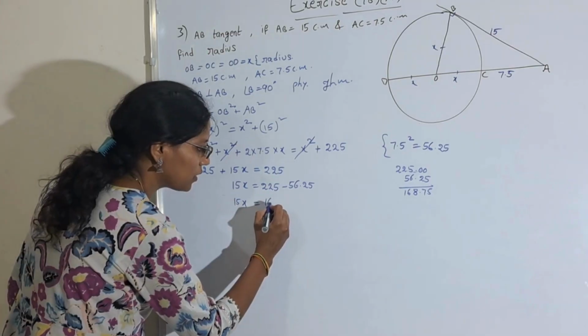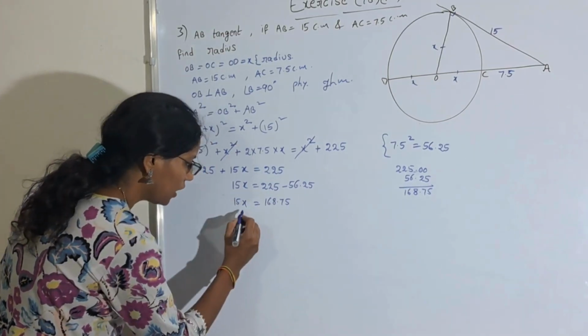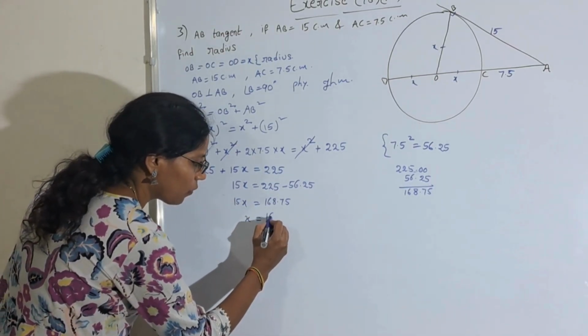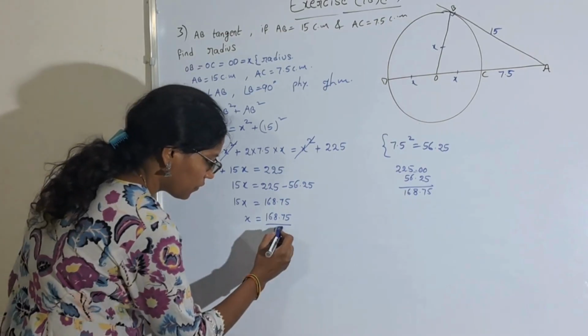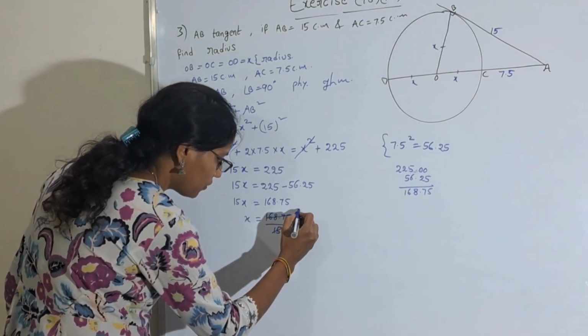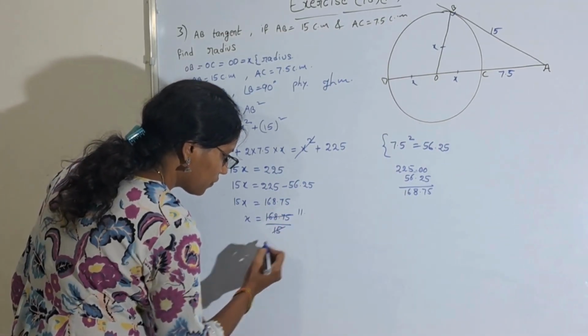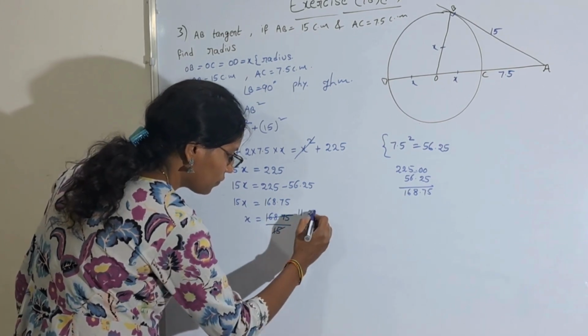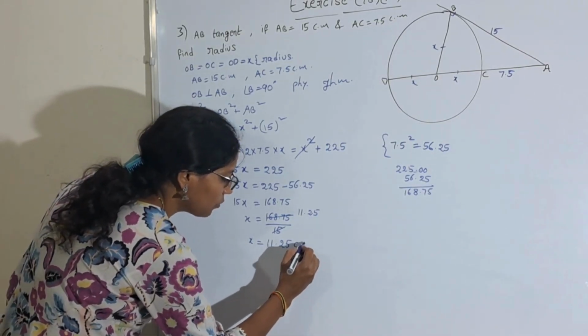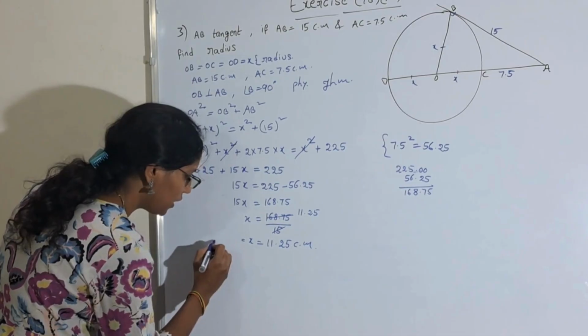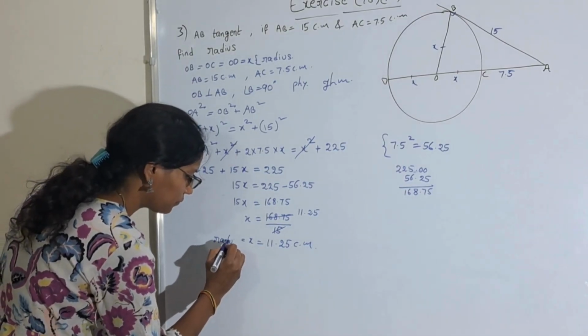15x is equal to 168.75. Here x is equal to 168.75 by 15. Dividing, we get x is equal to 11.25 centimeters. This is the radius of the circle.